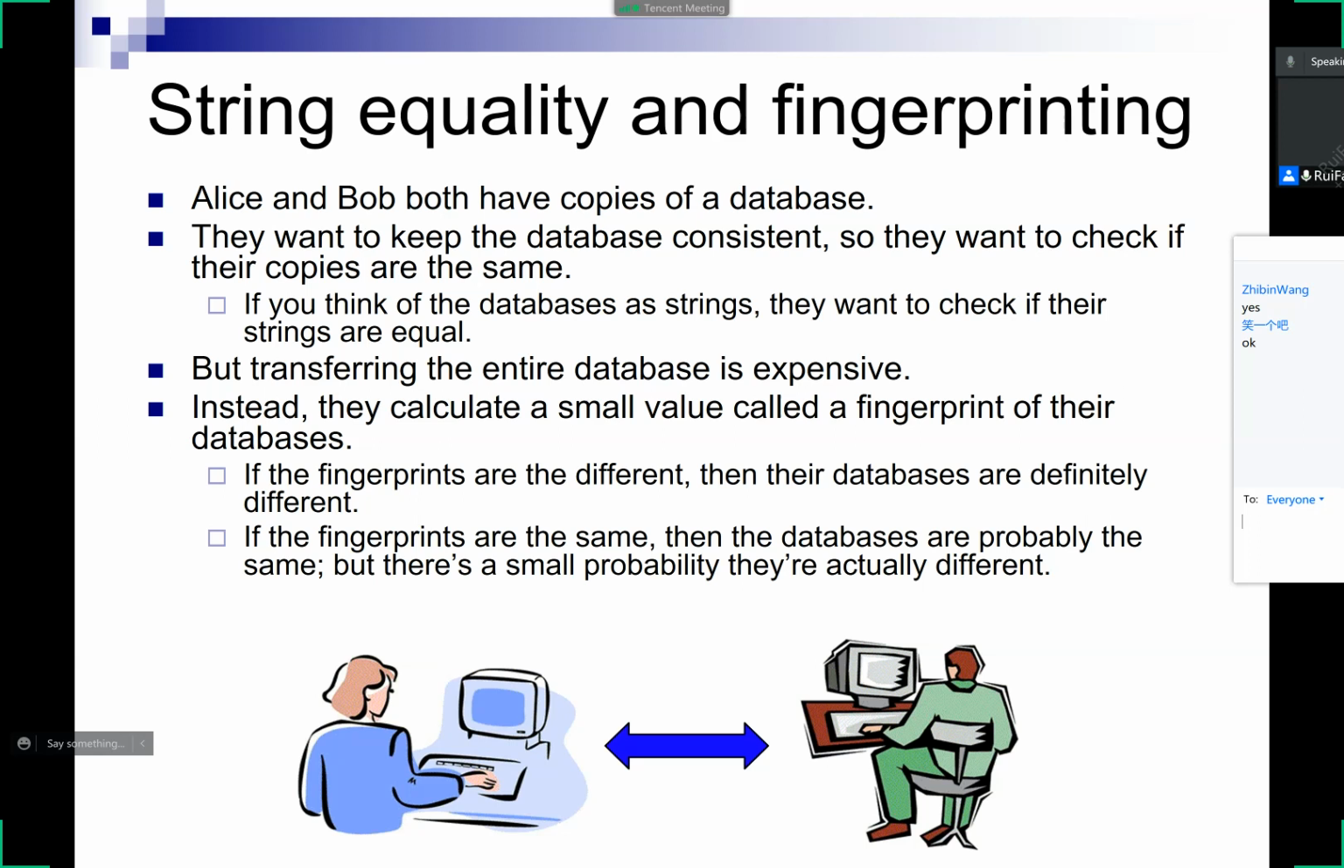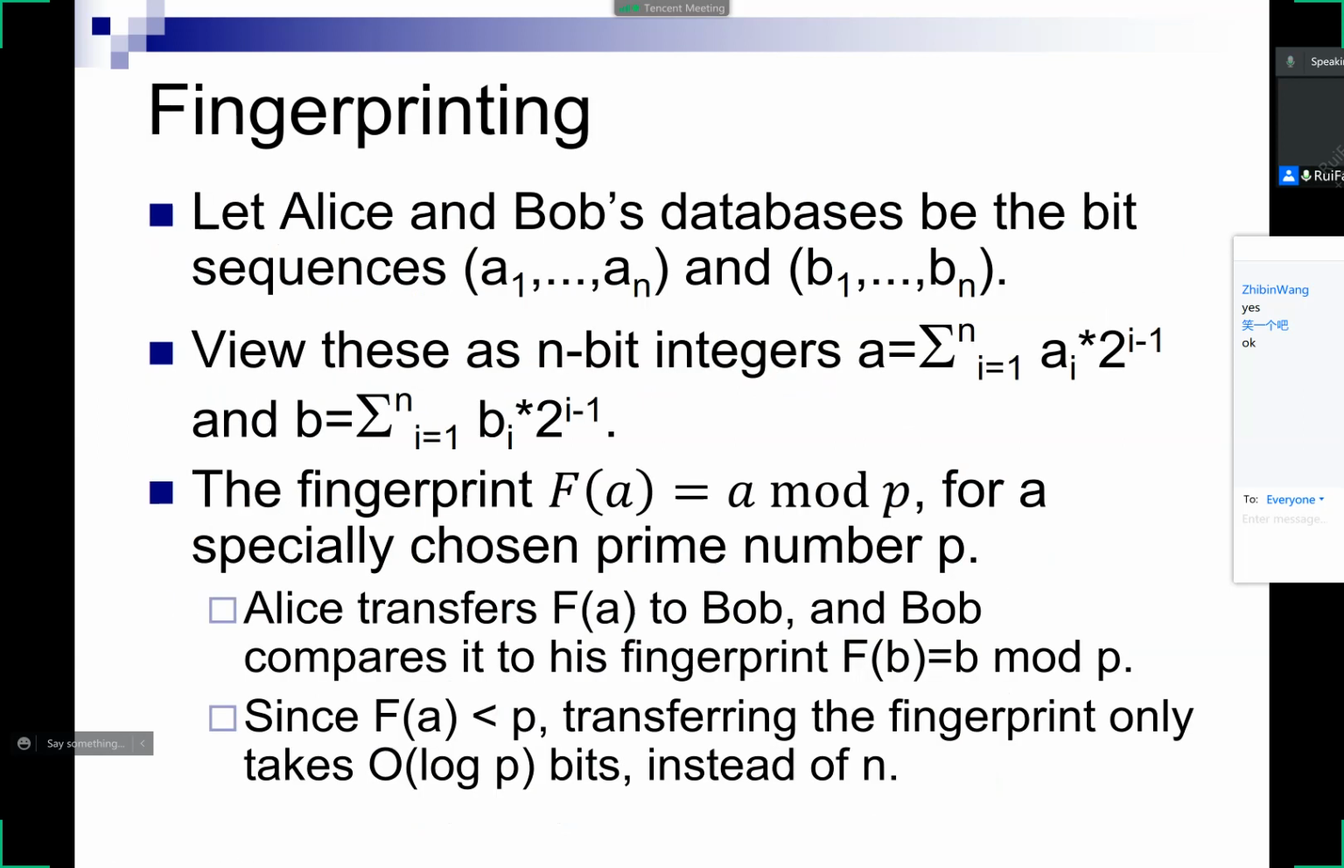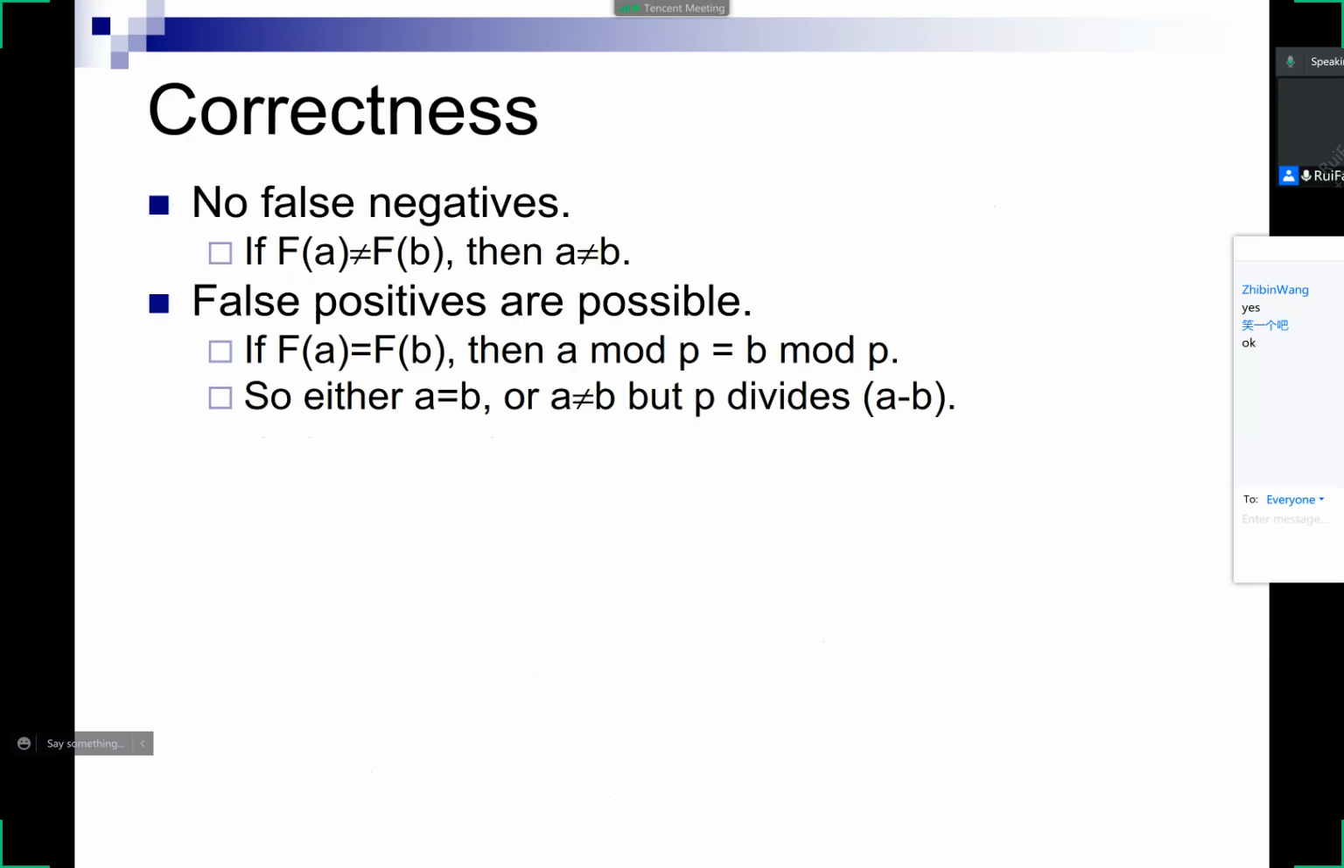And so what we did was we took these strings and looked at them as n-bit integers. Then we compute a fingerprint of each string, which is the integer modulo some prime number. And then you simply transfer whatever this fingerprint is. When you do that, this is going to take you log p bits instead of n bits. Then what we said is that this algorithm does not have any false negatives.